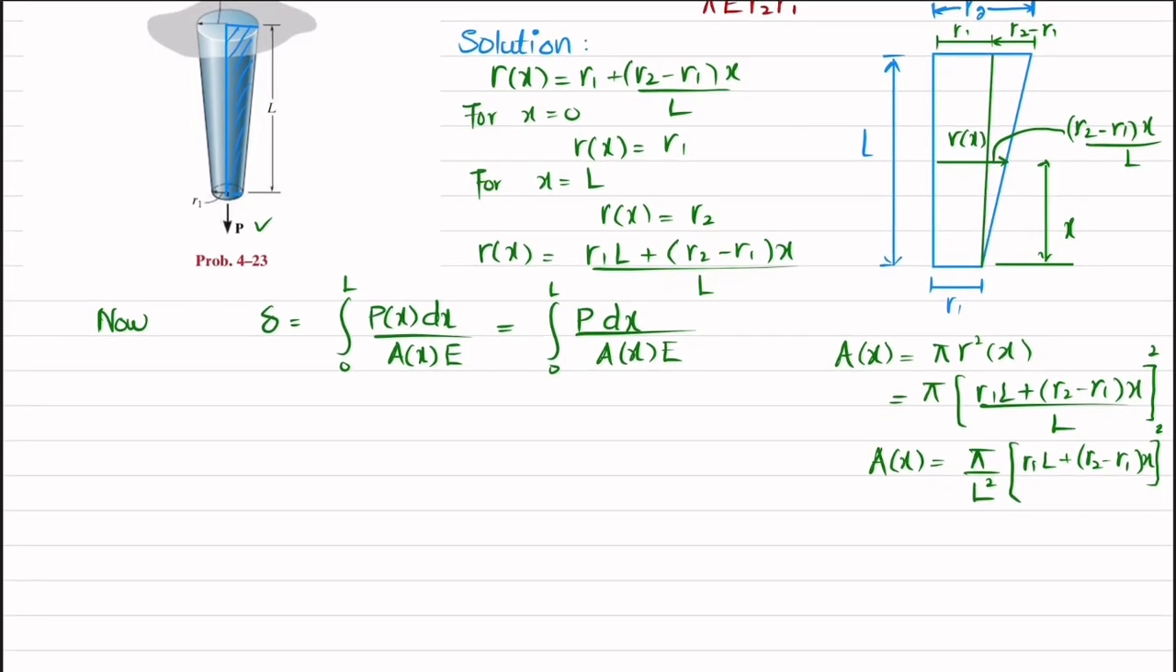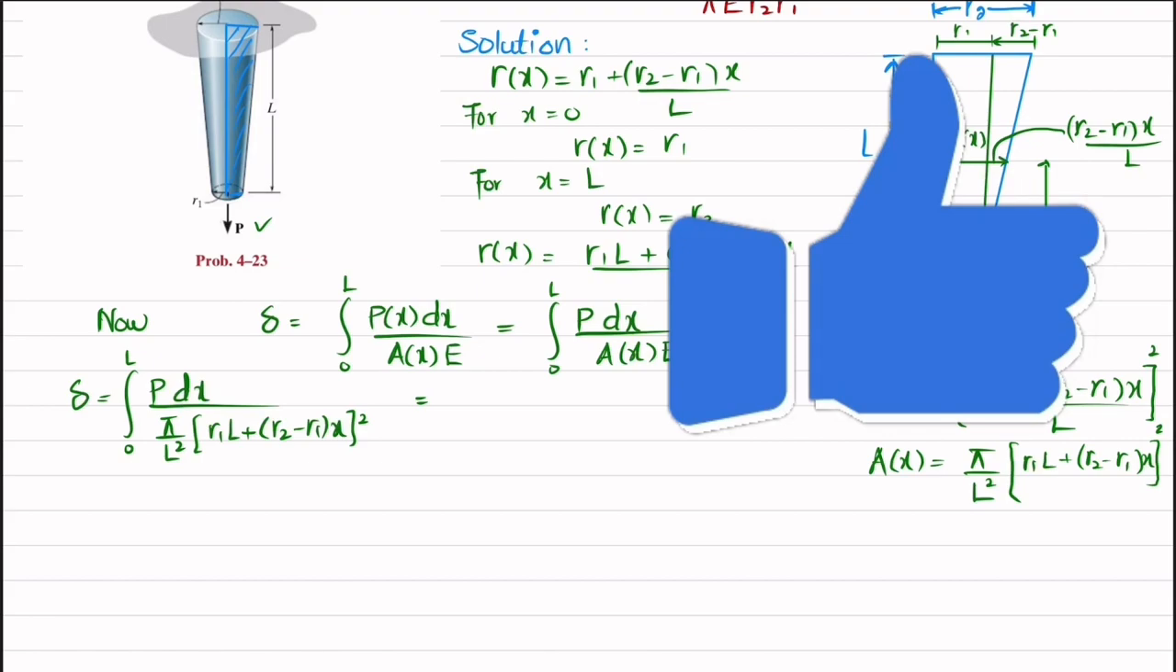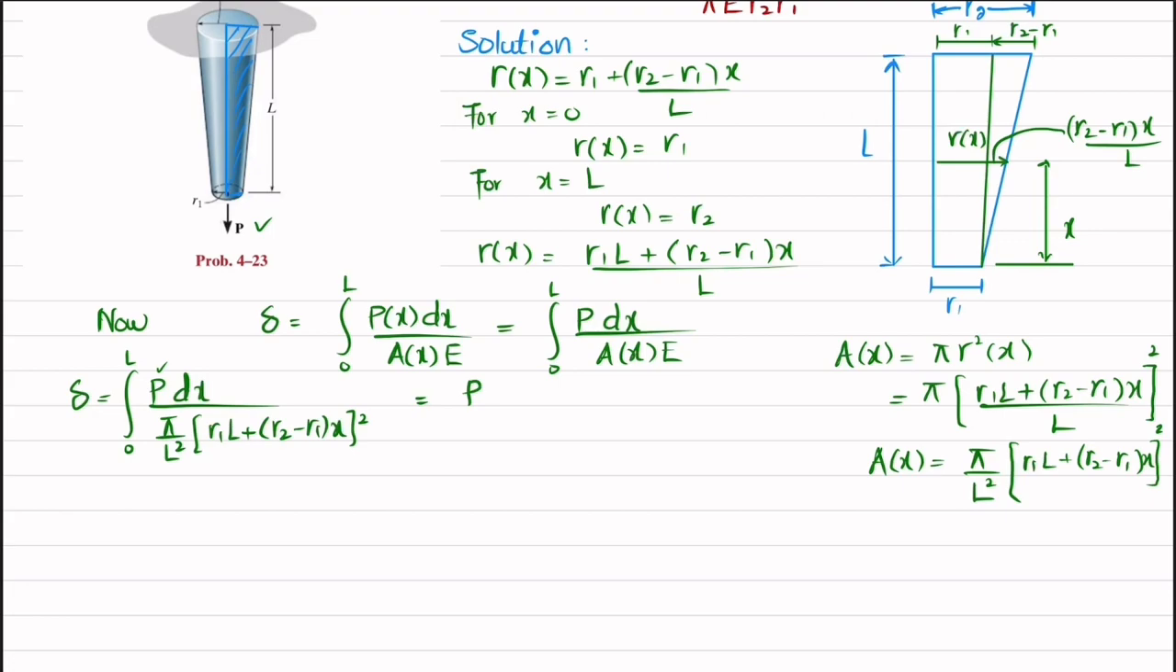So put the value of A over here, and you will get the deflection equal to the integral from 0 to L of P dx divided by pi over L squared times R1 L plus R2 minus R1 times x, whole squared. Okay. Now if you take P, pi and L squared out, it will be equal to P L squared over pi, and there is also E multiplied. So you will take these terms out of this integral. You will be left with dx divided by R1 times L plus R2 minus R1 times x, whole squared.